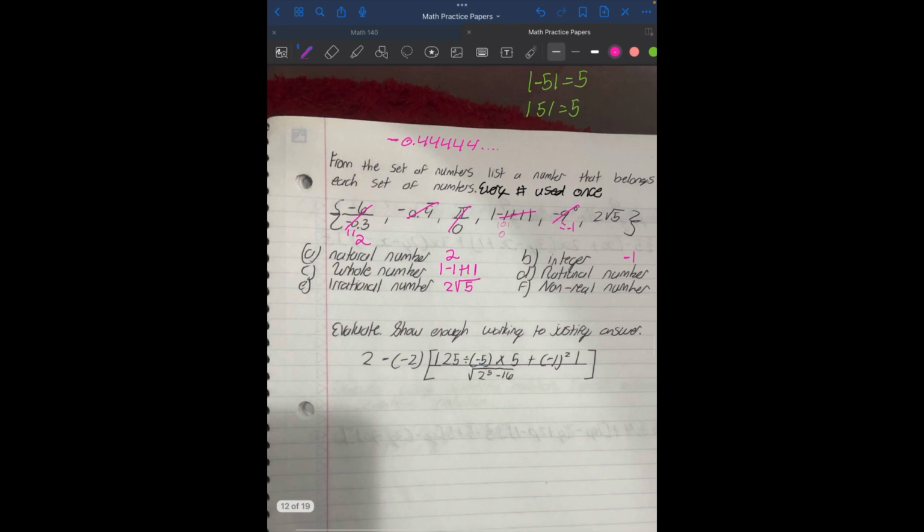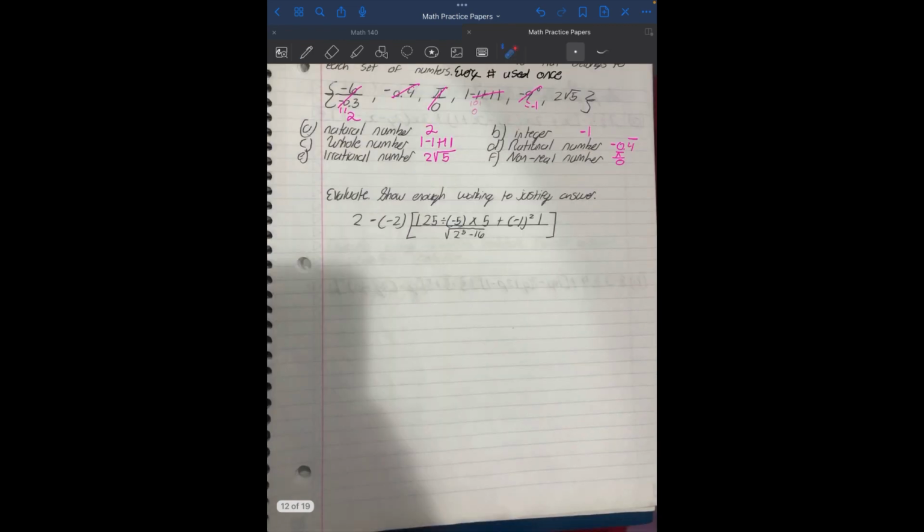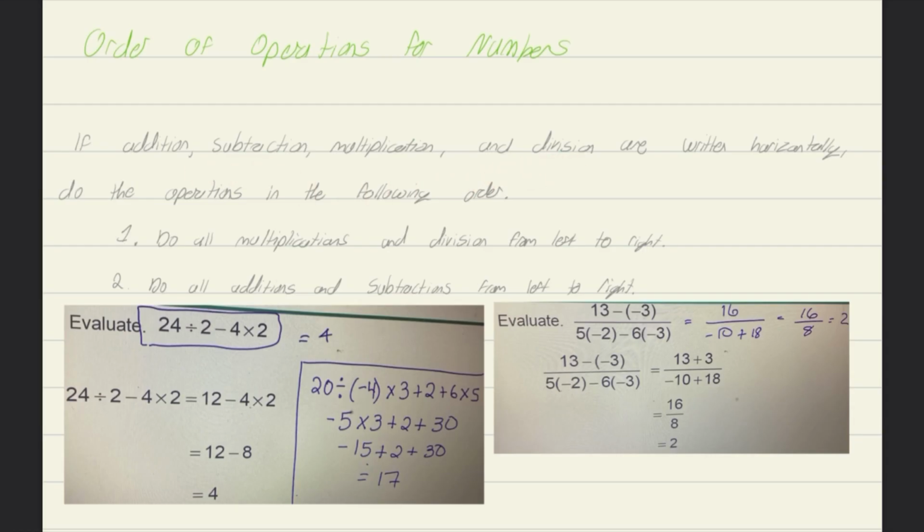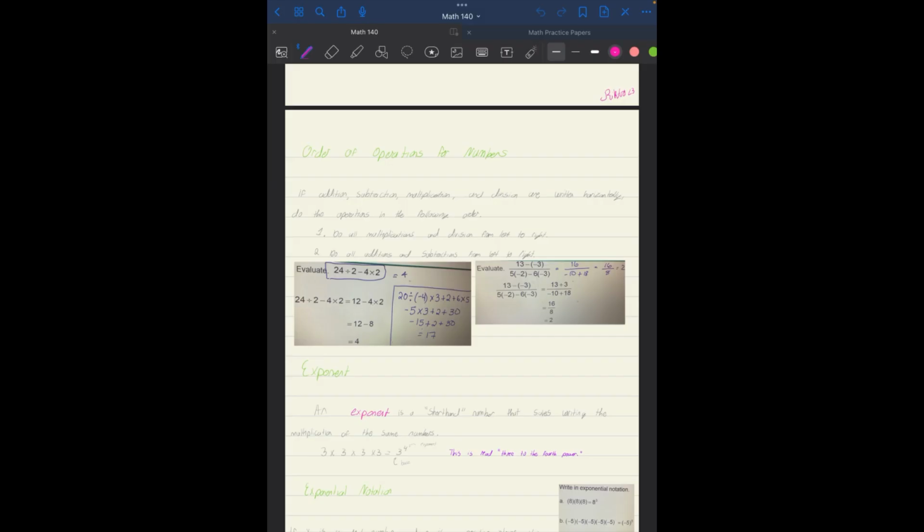Okay, so we reach the fun part. PEMDAS. So all this is just like order of operations. Order of operations says if addition, subtraction, multiplication, and division are written horizontally, do the operations in the following order: all multiplication and division from left to right, then all addition and subtraction from left to right. So we have PEMDAS.